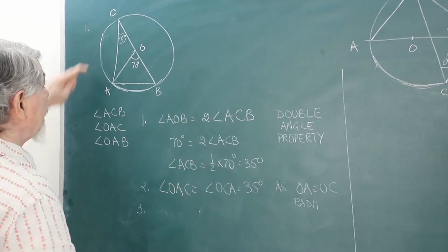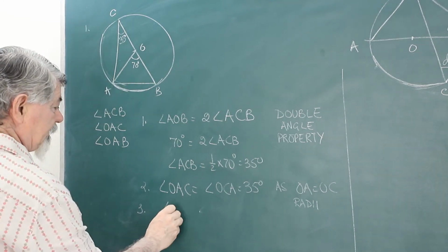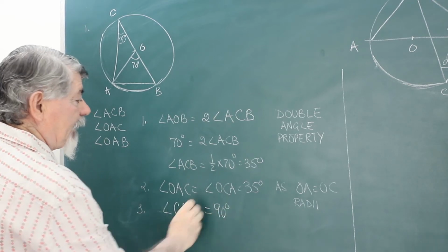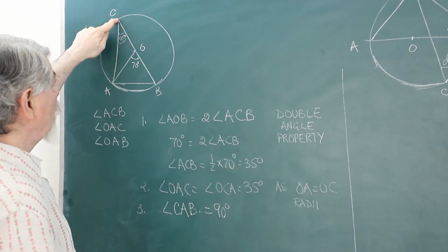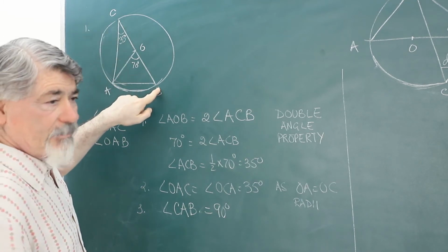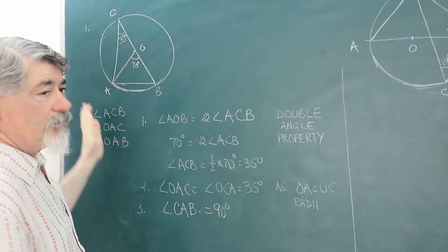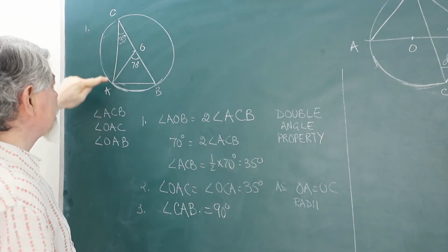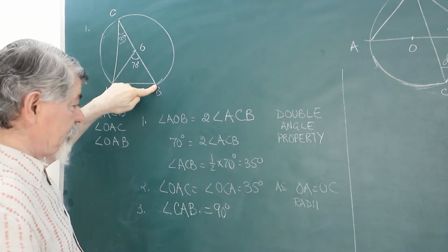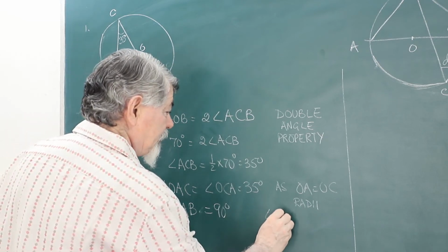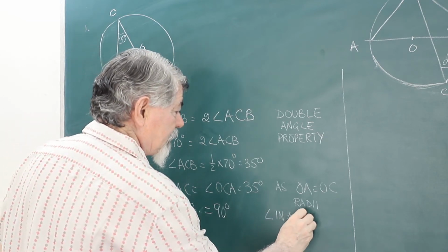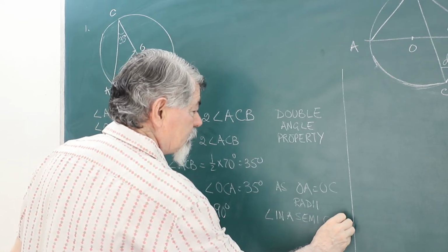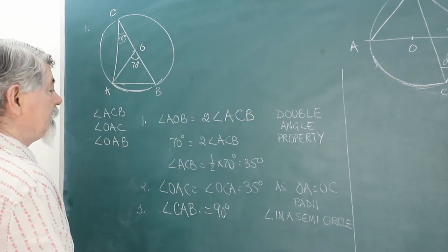Now I would say angle CAB is 90 degrees. Why? Angle in a semicircle. COB is the diameter, so the diameter divides the circle into two equal halves, and each half is called a semicircle. So this angle CAB is an angle in a semicircle. Angle in a semicircle is a right angle.